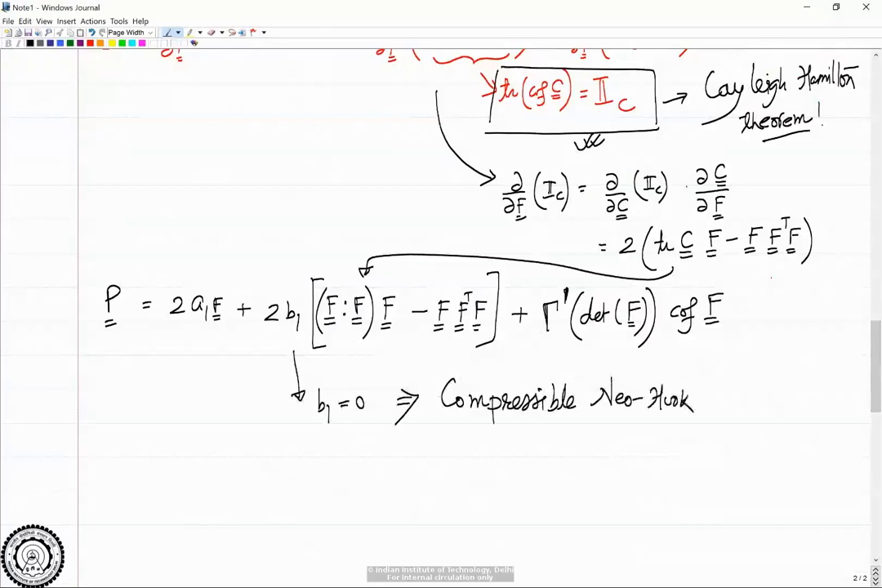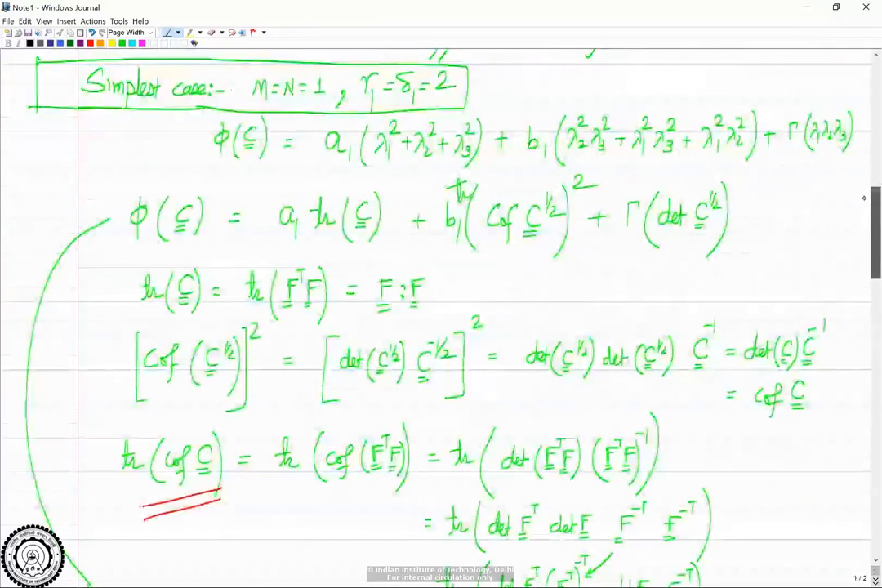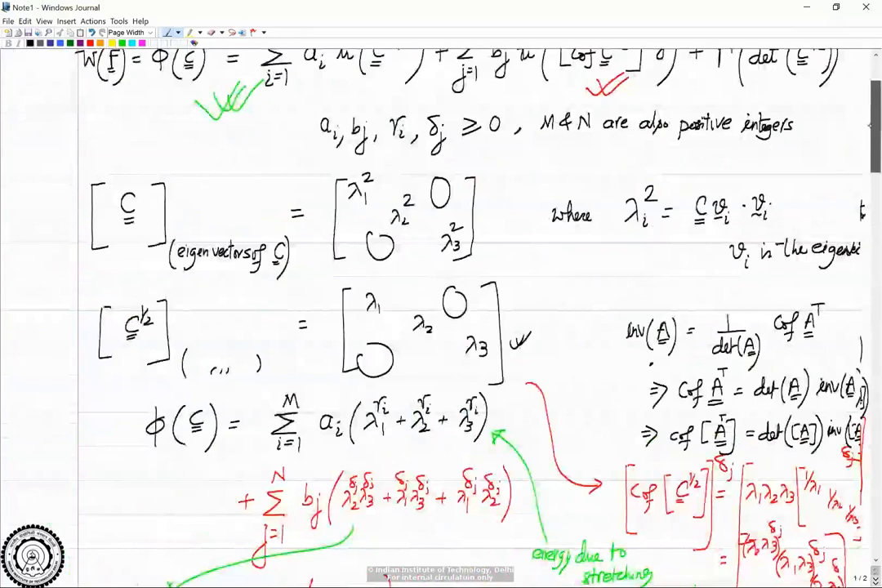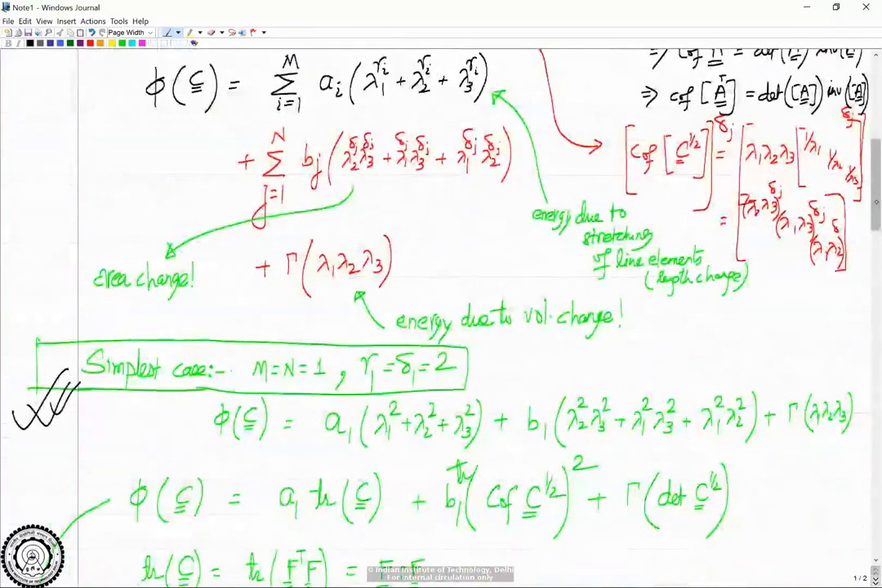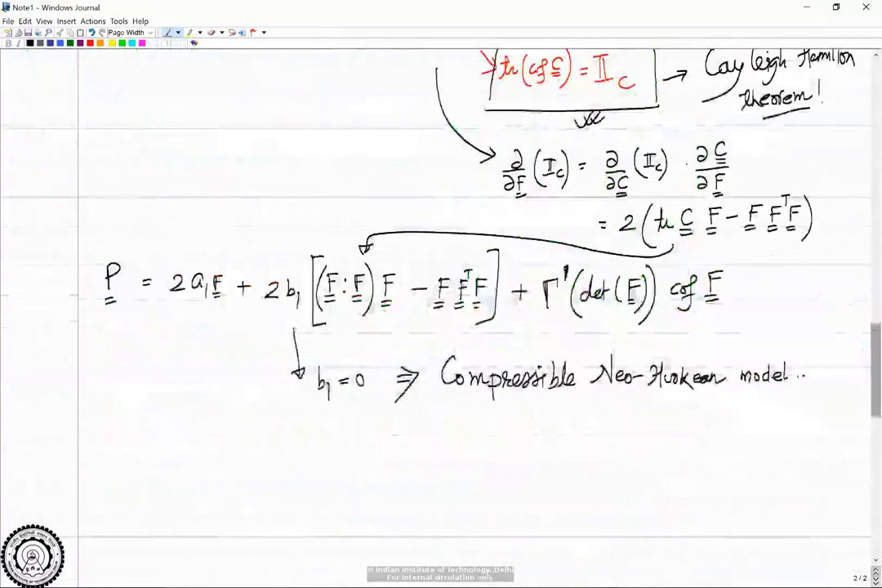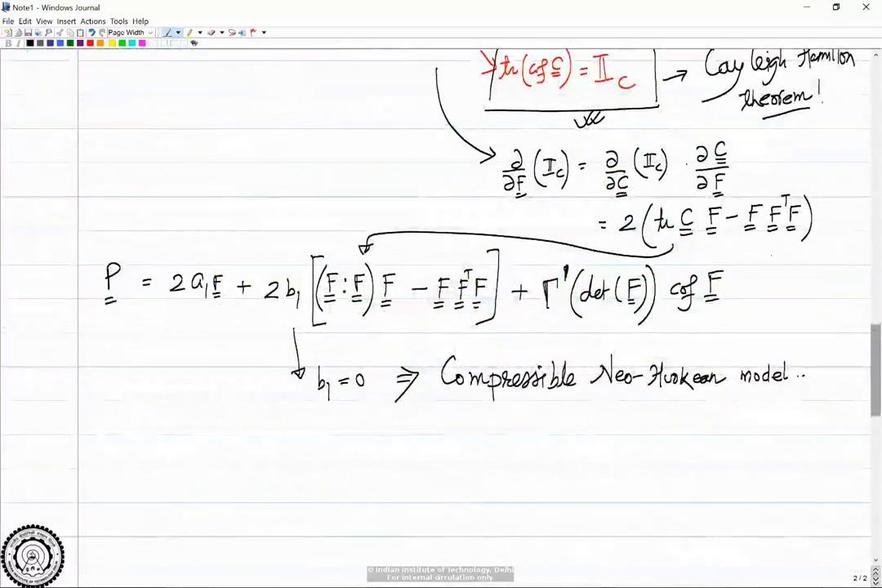Okay, and then this Mooney-Rivlin and neo-Hookean are two of the very popular models which are used in soft mechanics, for example with rubber or tissues. And you can see that all of this is part of that general Ogden material, isn't it? You started with that Ogden material over here, and then you took the simplest case, which was here, which is nothing but what is called the Green-Hadamard material model or compressible Mooney-Rivlin. And furthermore, in Mooney-Rivlin, when you set B1 equal to 0, you get the compressible neo-Hookean model.